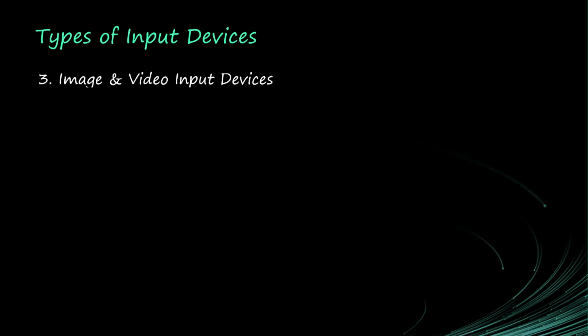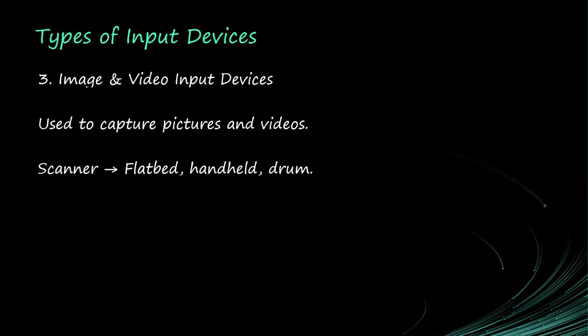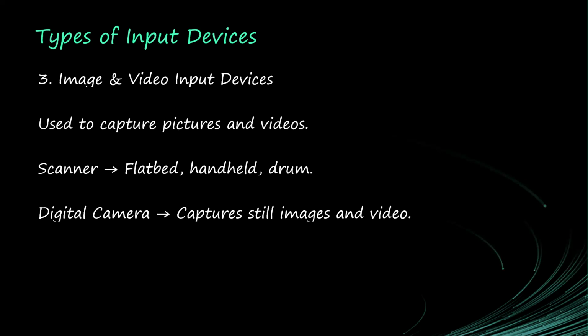We also have the type of input devices that take images and videos. We use these input devices to capture pictures and videos. One is the scanner. Another is the digital camera, which captures still images and videos.